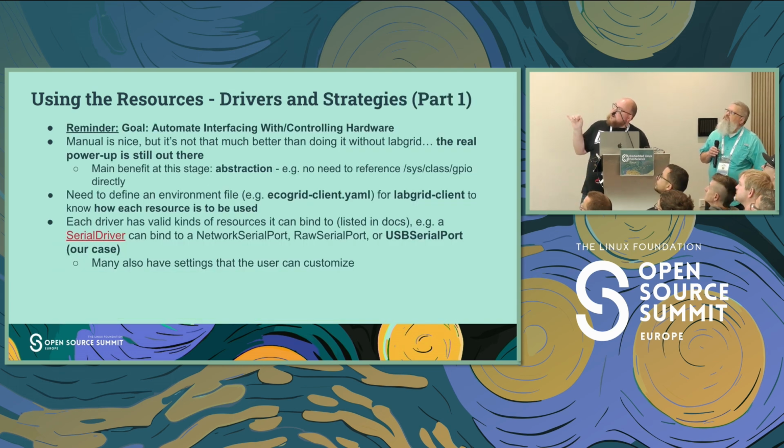So just a reminder of our goal, just automating interfacing with the hardware. The manual control is nice, but at this point it's not that much better than just doing everything yourself. There's still a lot we can do. The main benefit at this point, you've already abstracted things away, so you don't have to care as much about how things are actually identified on the system.